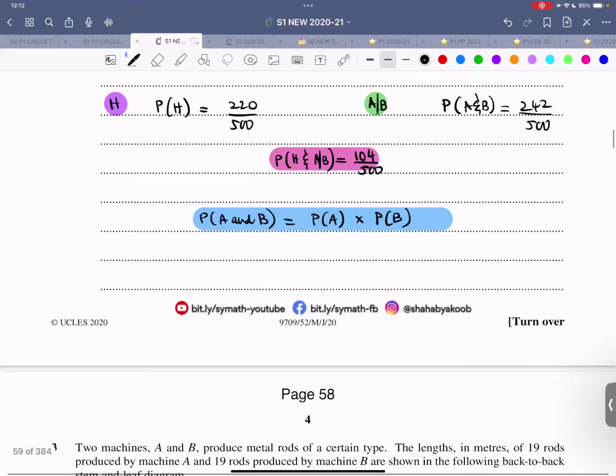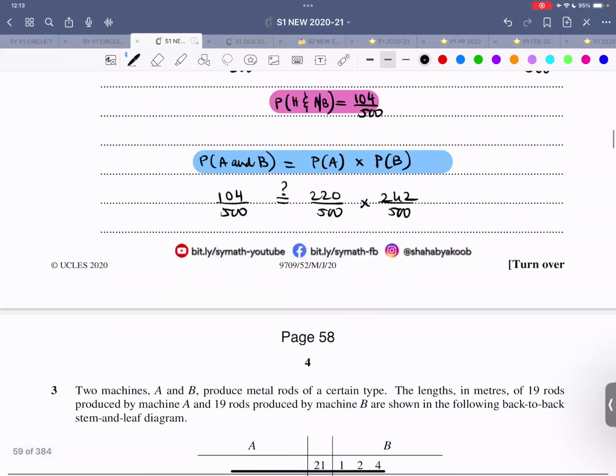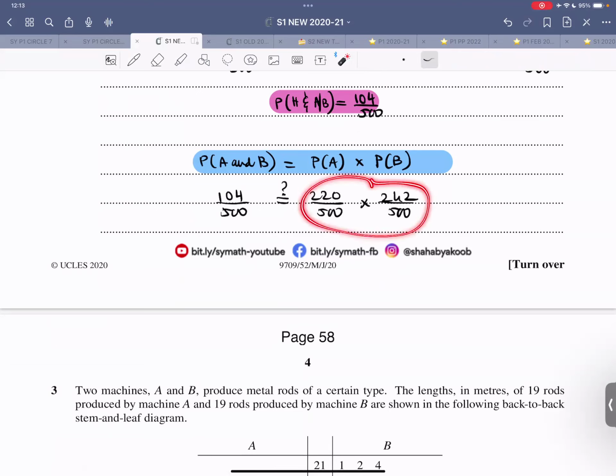Now the thing is, this common thing, 104 over 500, is it really equal to 220 over 500 into 242 over 500? Now I would like you people to use your calculator and let me know whether these two are equal or not. I already have this answer. Let me wait 1 second. Multiply out the right-hand side. Does it equal the left-hand side? And one way to do it is that multiply these two, divide by this. If it equals 1, that means it's equal. If it does not equal 1, it's not equal. As simple as this.